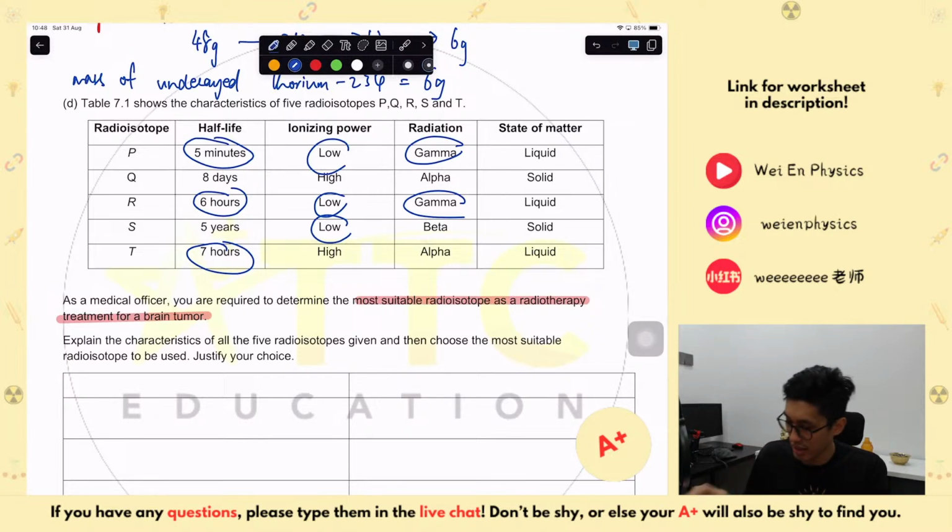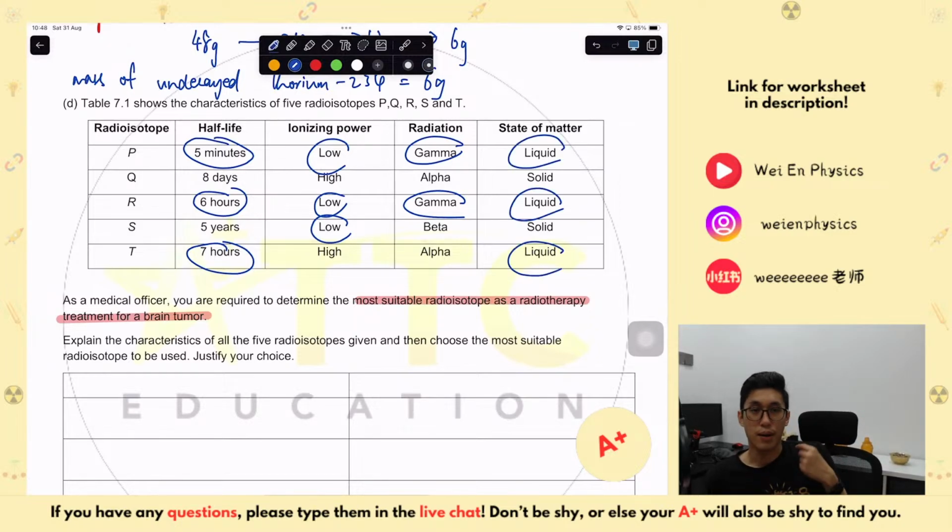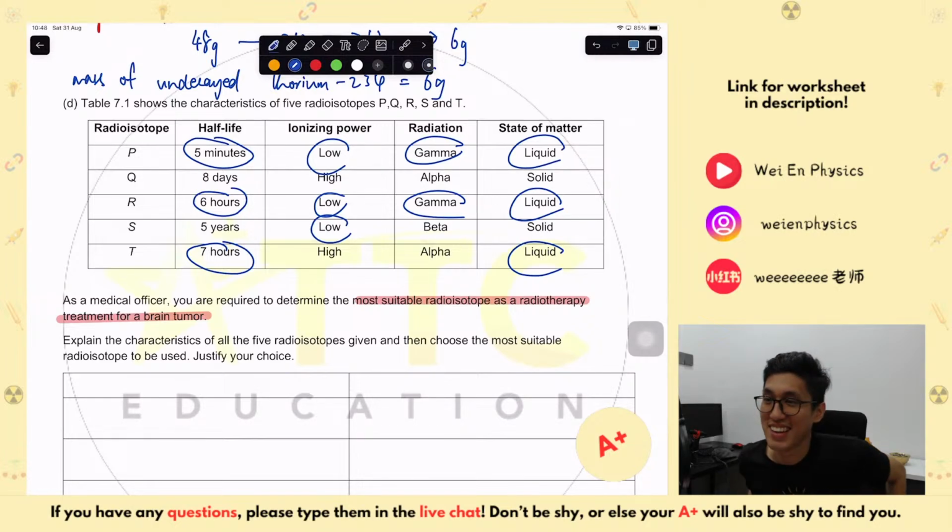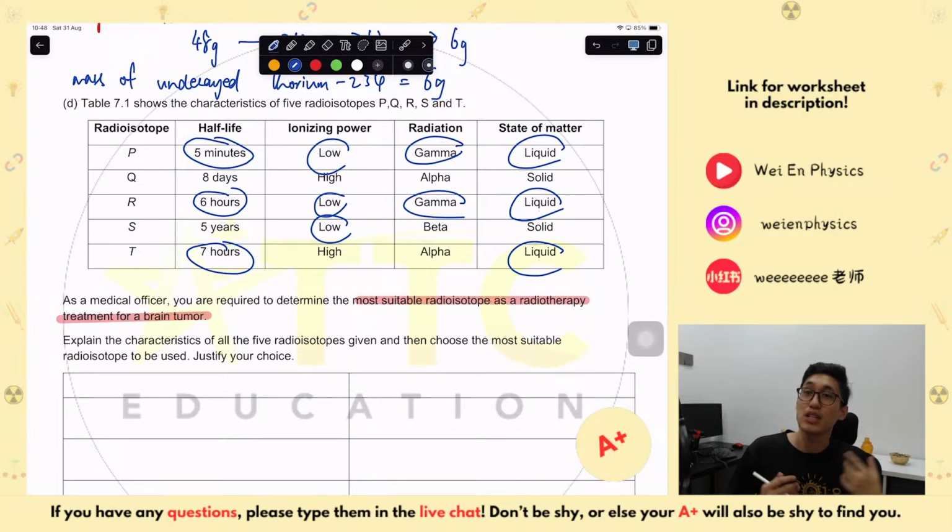Now, the state of matter, it will be liquid. Okay, it will be liquid, right? So we will do injection. Okay, we will do this by injecting the radioisotope into the body.